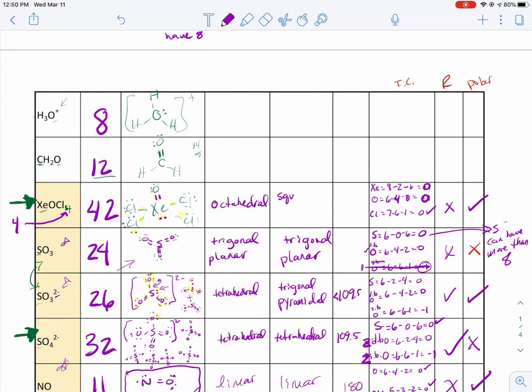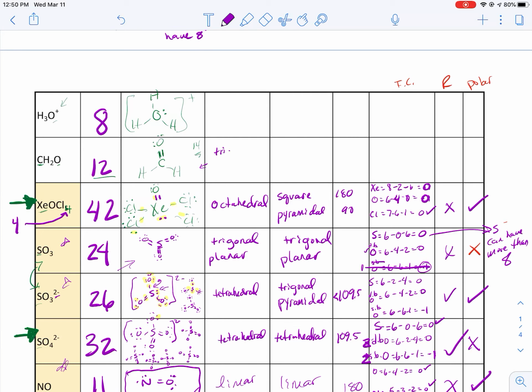But he's got that lone pair, so it's square pyramidal. It still has the 180 and the 90-degree angles. And if we just want to finish out these top ones here, this one, he's all good to go. There's nothing funny about this one.